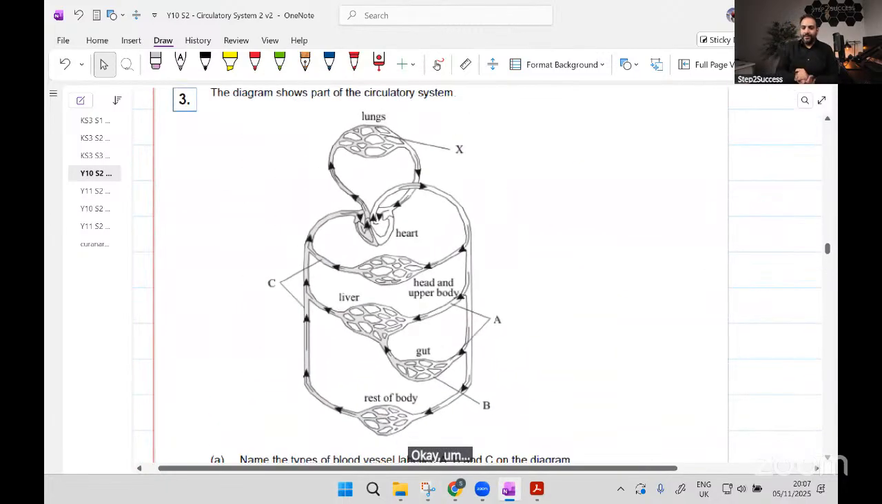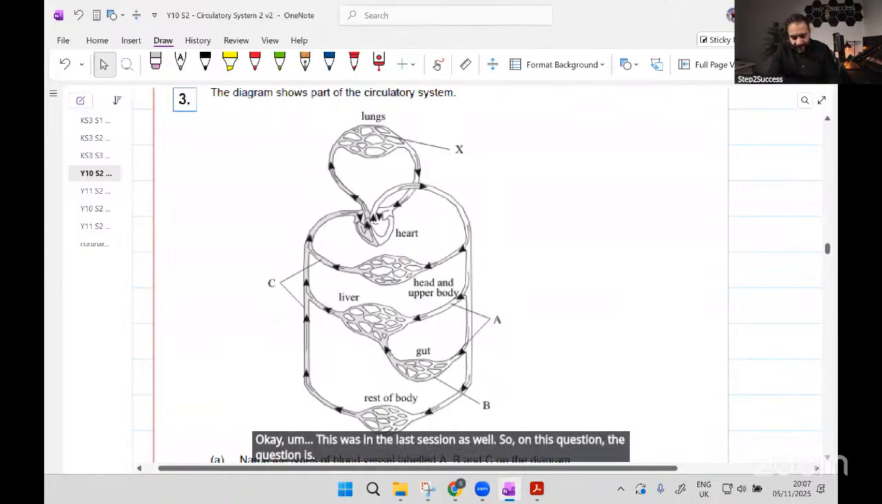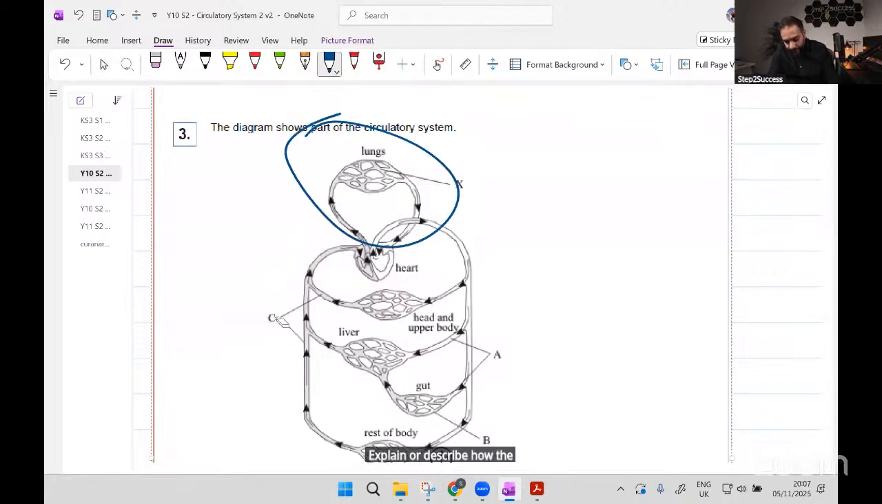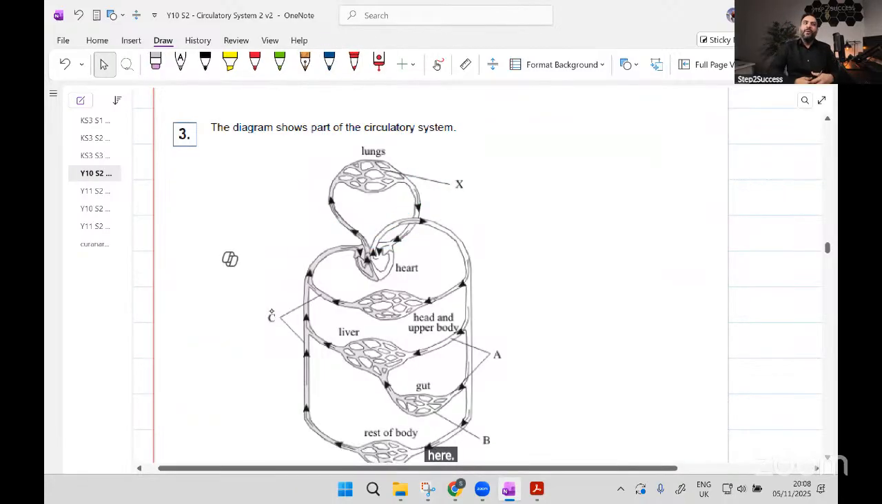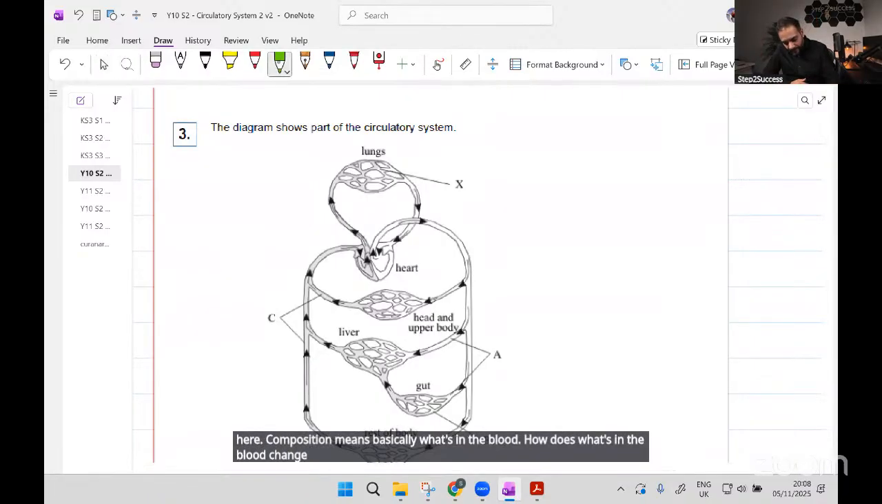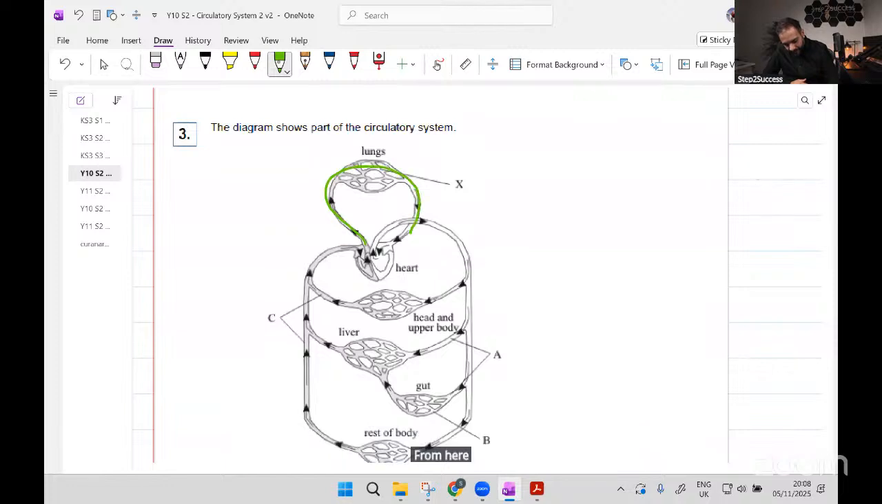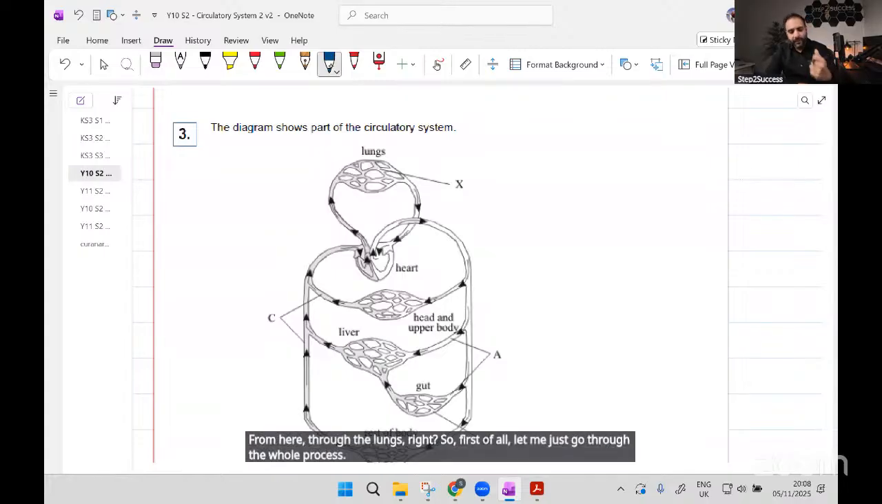This was in the last session as well. So, on this question, the question is explain or describe how the composition of the blood changes here. Composition means basically what's in the blood. How does what's in the blood change as it flows from here through the lungs? Right. So, first of all, let me just go through the whole process. This is a good summary here.